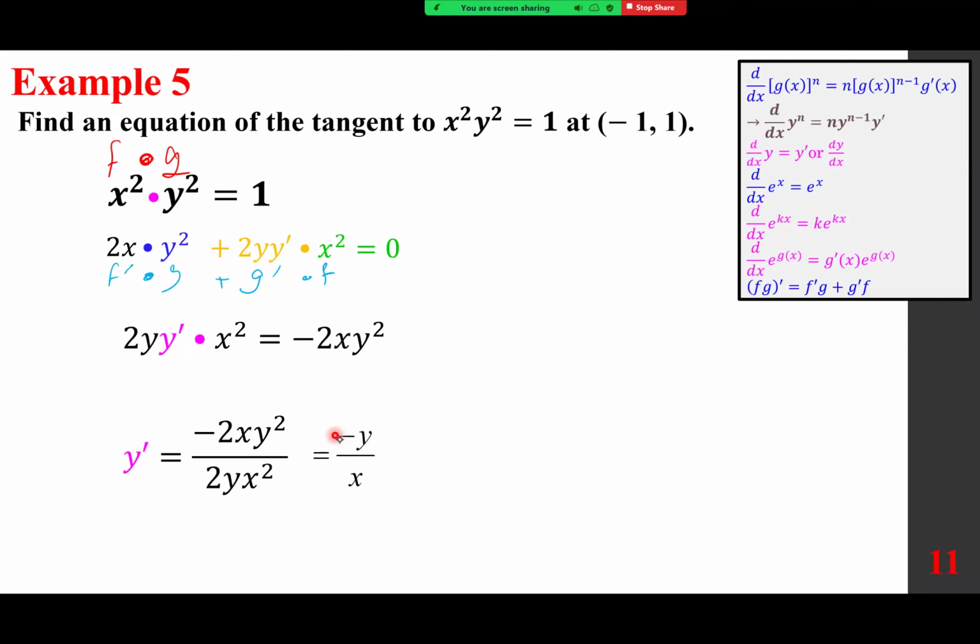So that's y prime. Again, this is not the slope. This is the derivative function. It becomes a slope when you plug in. In this case, you are going to plug in the pair negative 1 comma 1. The notation is m equals minus y over x evaluated at the given pair. So you replace the x with negative 1, y with positive 1. Both of them become negative. The ratio is positive 1.